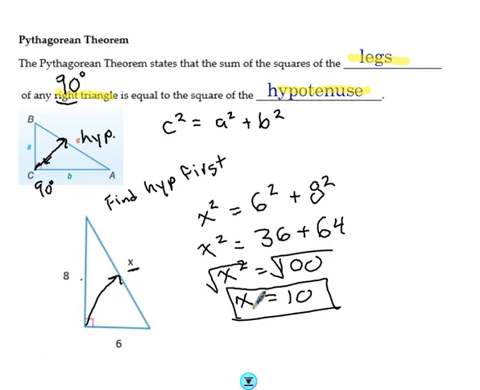As you're going to see here in a bit, when you solve problems with right triangles, we're not always going to be solving for the hypotenuse. Sometimes we'll solve for a leg.